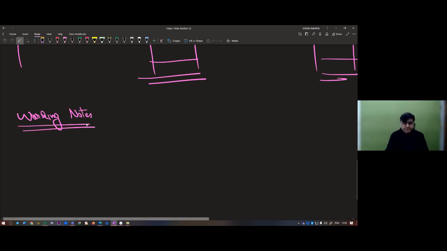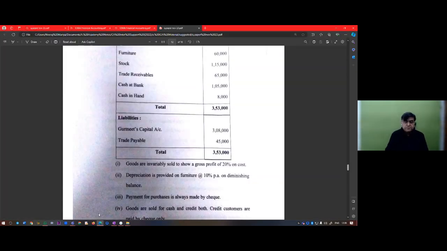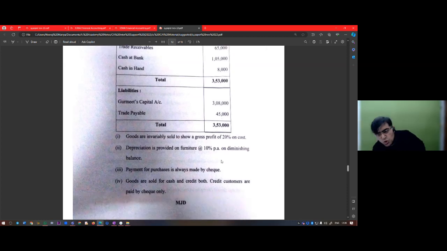Here we begin. Goods are sold to show a gross profit of 20% on cost. Depreciation by diminishing method. Payment of purchases is always made by check. Credit customers make payment by check, otherwise by cash.